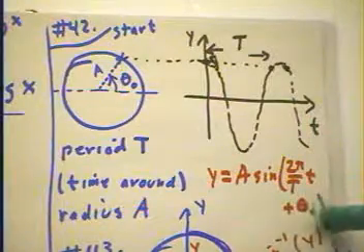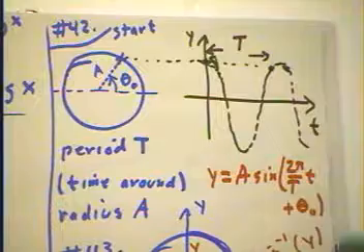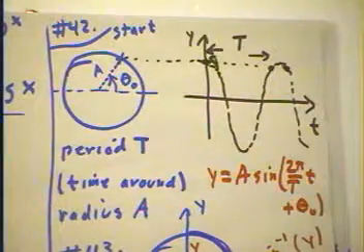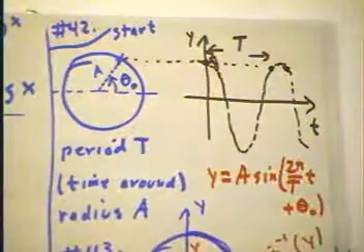And then of course we add theta naught to the end, so we have y equals a sine of 2 pi over big T times little t plus theta naught. And that's the graph that we're going to get that corresponds to these parameters.